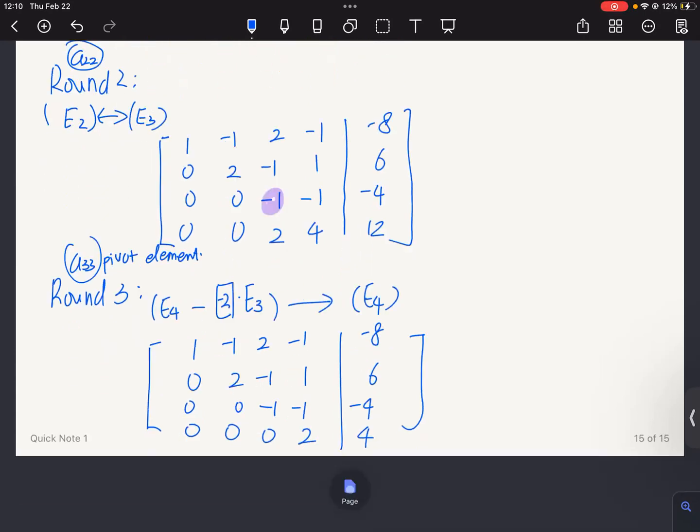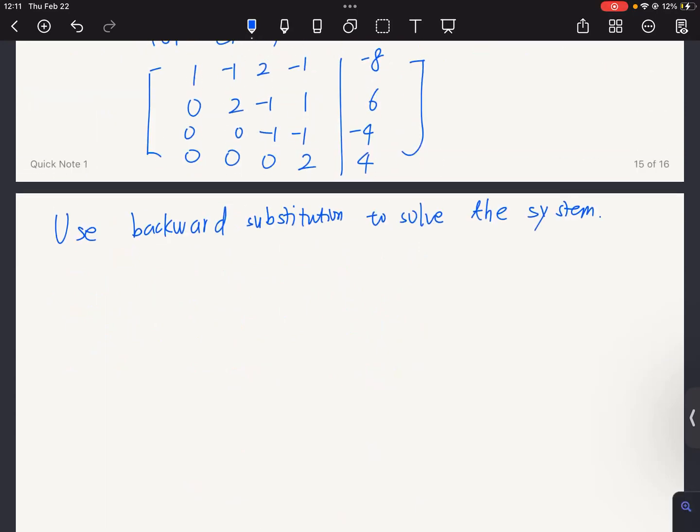So now you need to use backward substitution to solve the system. From row 4, it is really obvious that 2x4 equals 4, so x4 equals 2. And for x3, it's just -4 minus the -1 times x4, and then divided by the coefficient -1. So you will see this -4 minus the -1 times x4, divided by the coefficient -1, and then that is the result. And that is just 2.